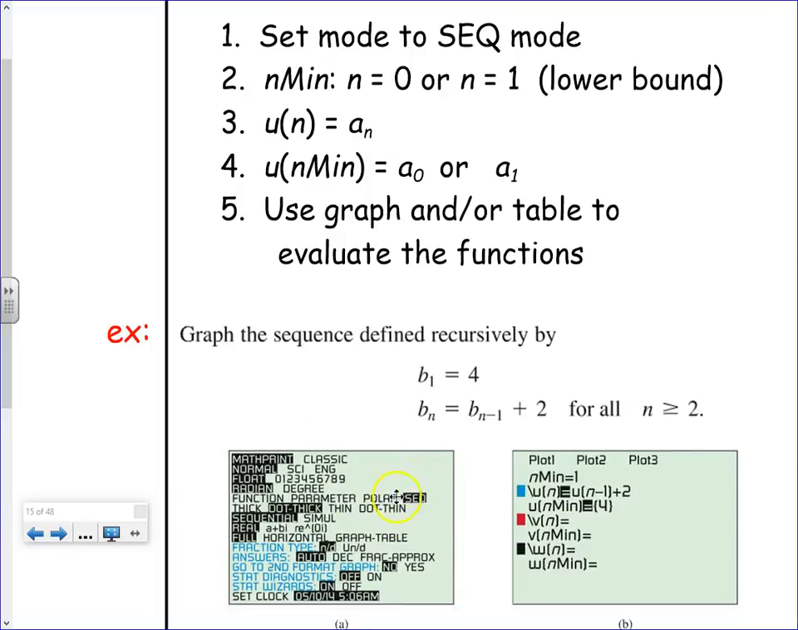So when you go to sequence mode, and when you go to your y equals, your n min means how are you referring to the sequence? Are you referring to the first term as a sub 1, which is common, or are you referring to it as a sub 0? If you're referring to a sub 0, then your n min would be 0. If you're referring to a sub 1, then your n min would be 1.